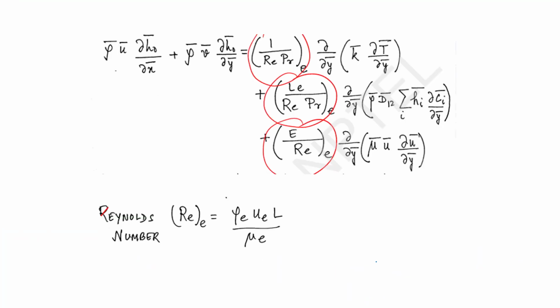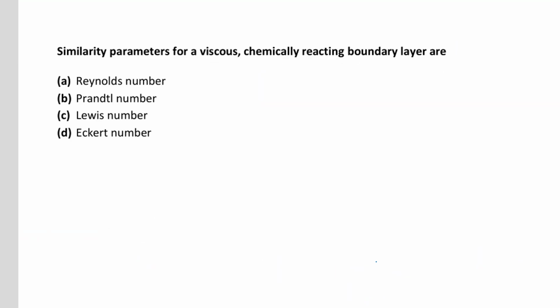So these four non-dimensional parameters are present. So according to the problem, if we check the options, these are Reynolds number, which is present, Prandtl number, which is present, Lewis number, which is also present, and Eckert number, which is also present. So all these four options will be the correct answer.